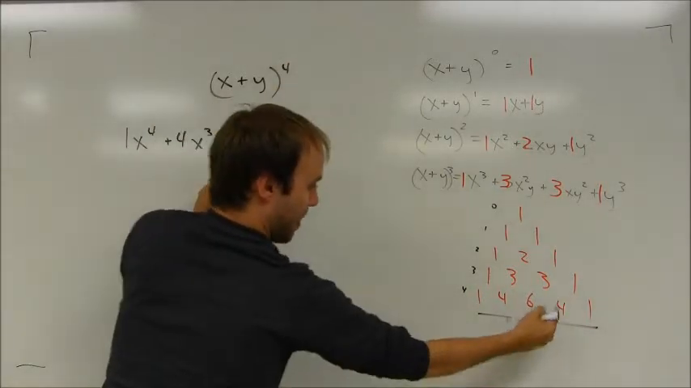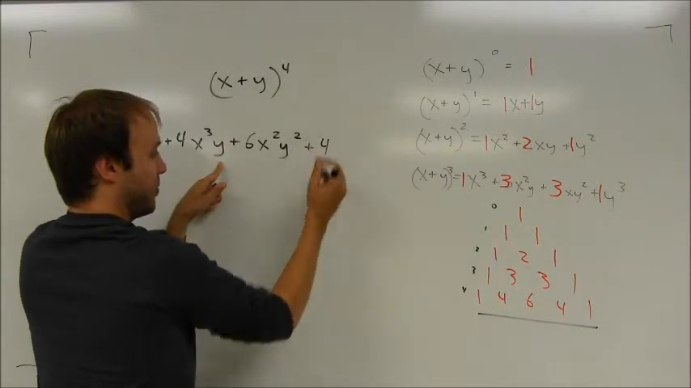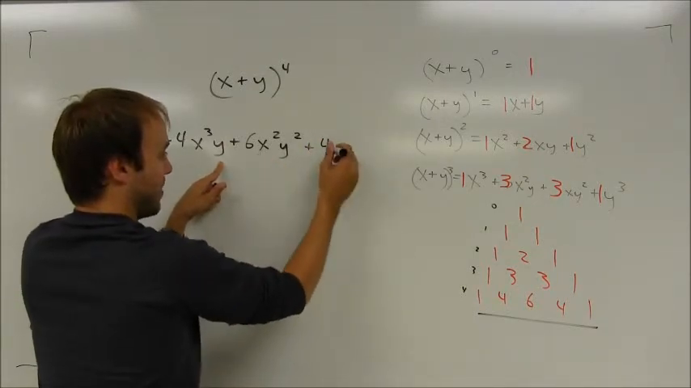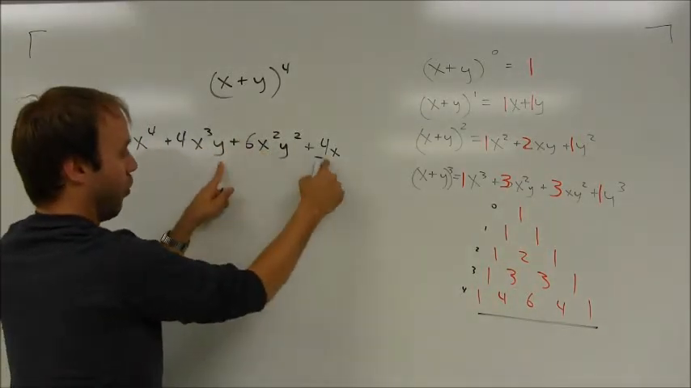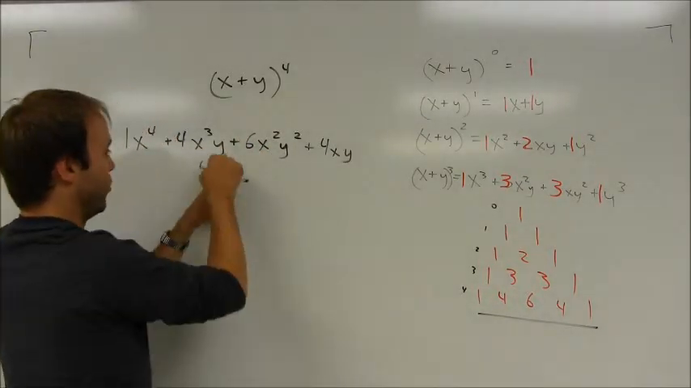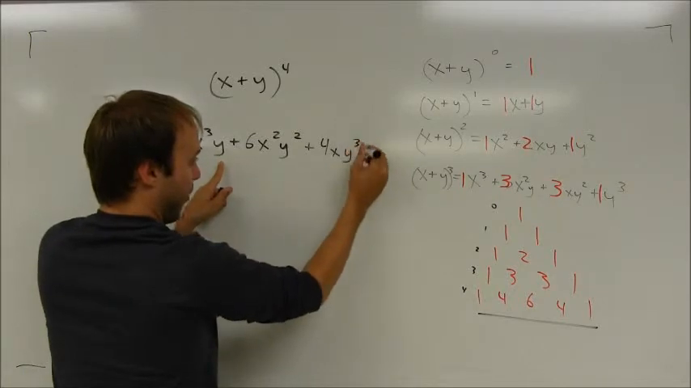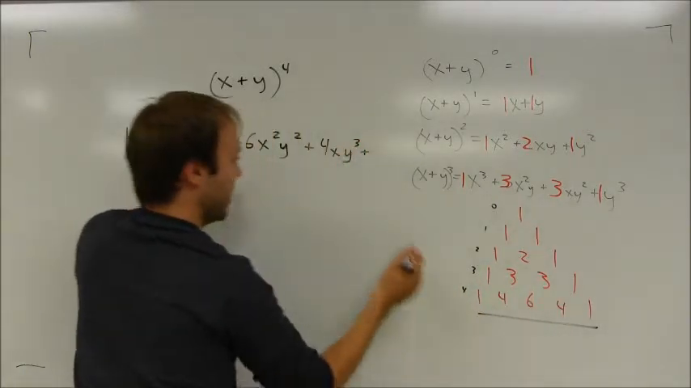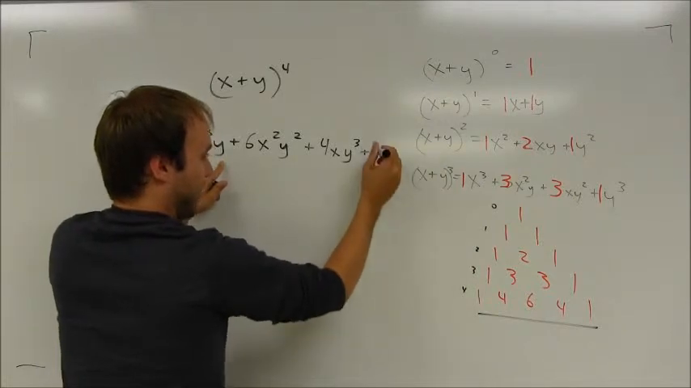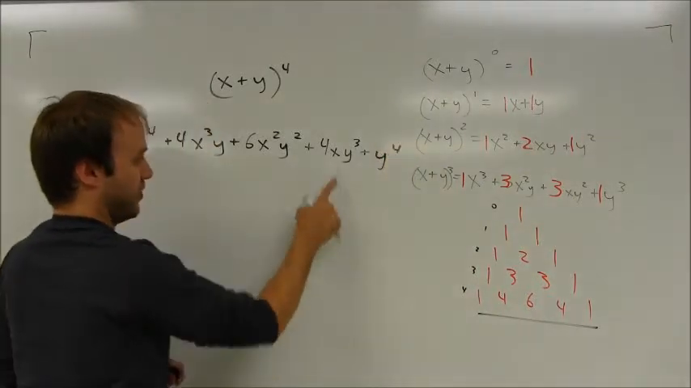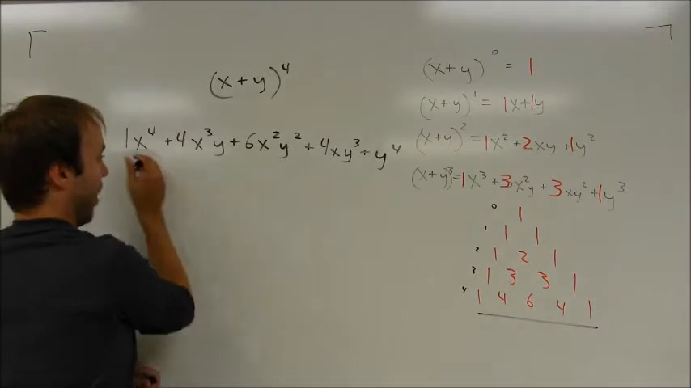Plus, I have a coefficient of 4. X will drop down to the first power, 4, 3, 2, 1. Y will raise to the third power, and then my last coefficient is going to be 1, which usually I don't write there. You just write that as a y to the fourth. So there are no x's left, and now I have a y to the fourth.